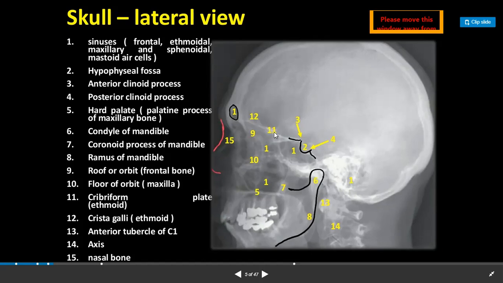Then this point is the cribriform plate of the ethmoid bone, above which you can see one projection, that is the crista galli, which is part of the ethmoid bone. Here the cervical vertebrae start. This is the first cervical vertebra, and this is the anterior tubercle. We know the first cervical vertebra is the atlas, and the second cervical vertebra is the axis. These are the spines of the vertebrae, and these are the bodies of the vertebrae. The outline shown here is the nasal bone.